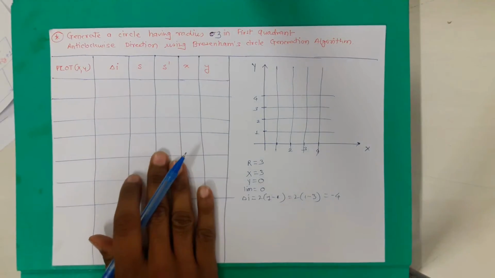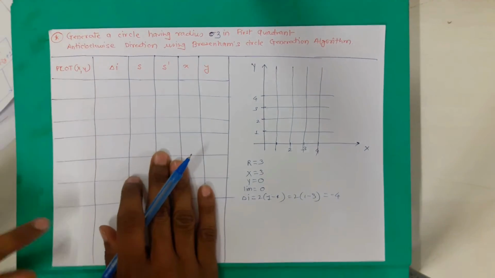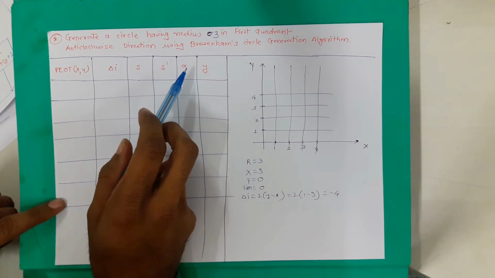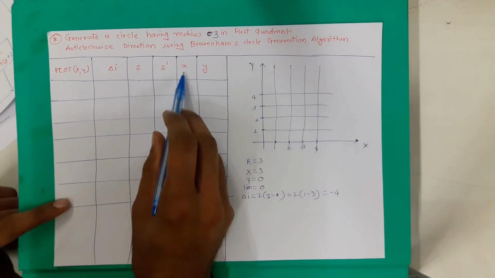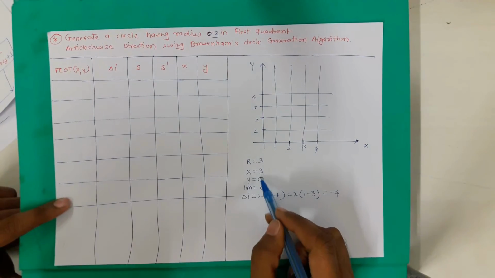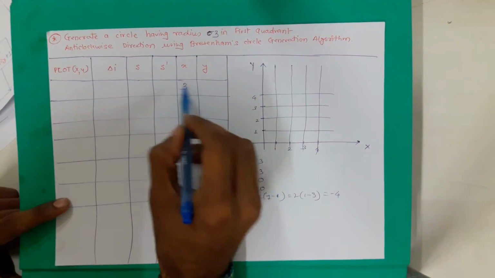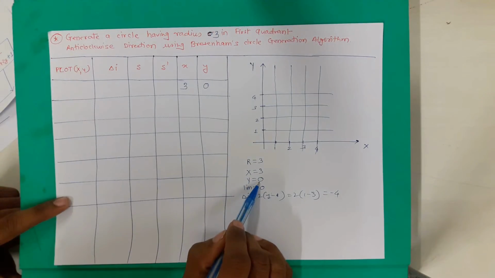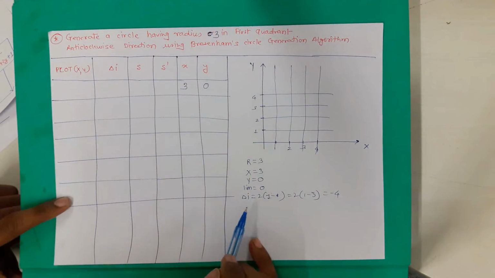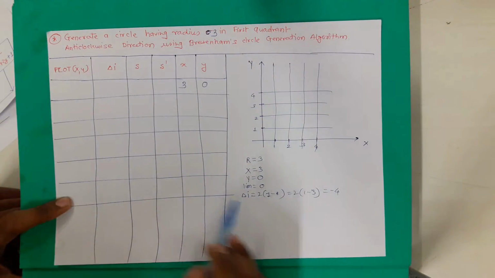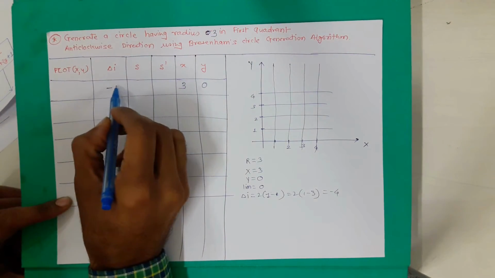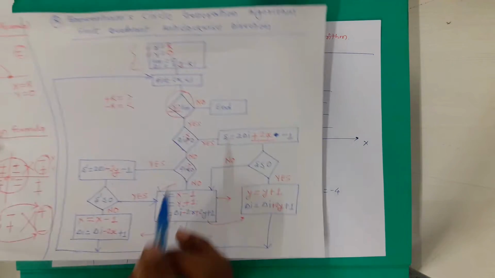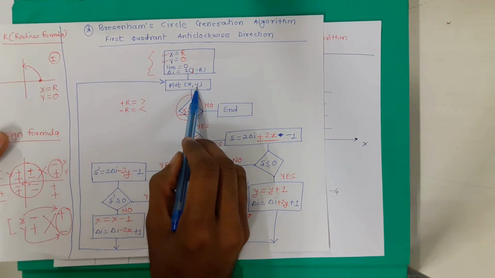Okay. And in this table, write down plot xy, delta I, del dash, x and y. So in this table, you know the value of x and y, right? Look at this. So write down 3, 0. Value of x is 3 and value of y is 0. Now you know the value of delta I also. Then write down delta I, which is minus 4.